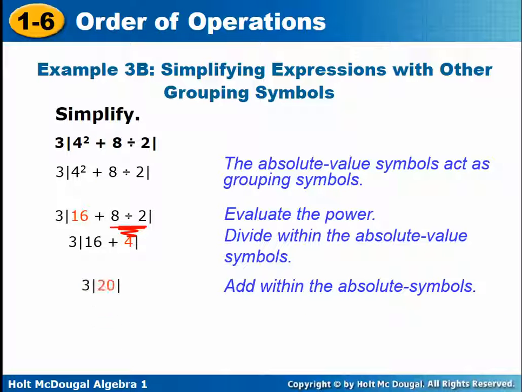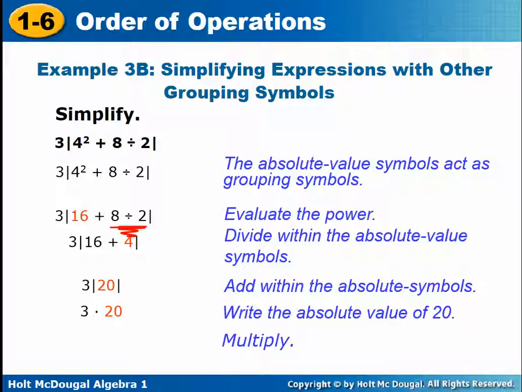So after we take our 16 plus 4, that's 20. Then we take the absolute value of 20, which is also 20. And then we multiply, because the 3 written right in front of the absolute value sign means to multiply. So 60 is our answer.